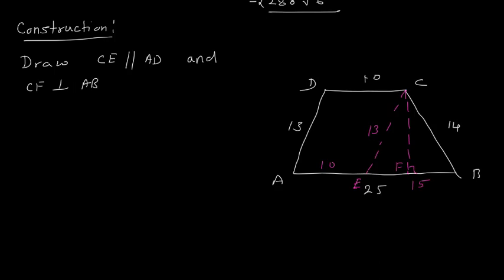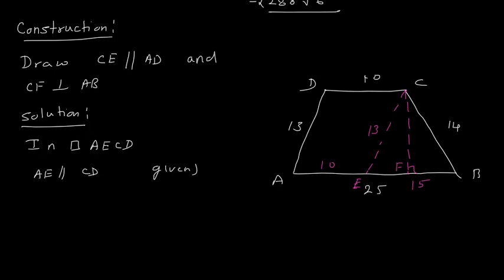Now in the solution I will say that in quadrilateral AECD, AE is parallel to CD, this is given in the problem, and AD is parallel to EC or CE. This is by construction.